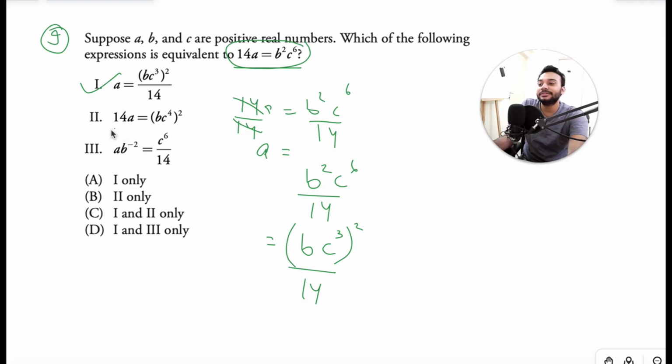Second one, 14a is equal to b c raised power 4 raised power 2. What does that give us? 14a is already here, so the right hand sides must match this and this. b c raised power 4 raised power 2, that is b squared c raised power 8, not c raised power 6. So this statement is wrong.